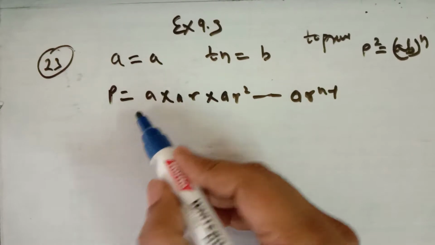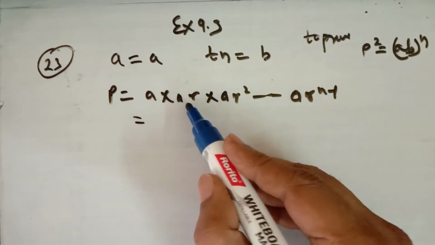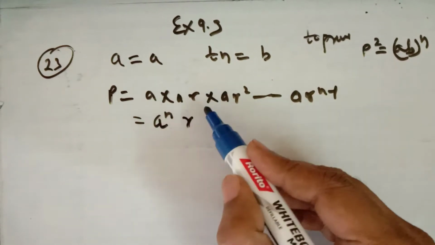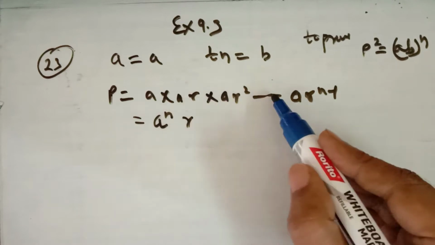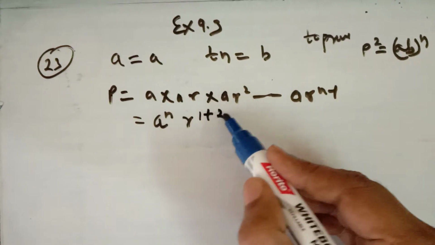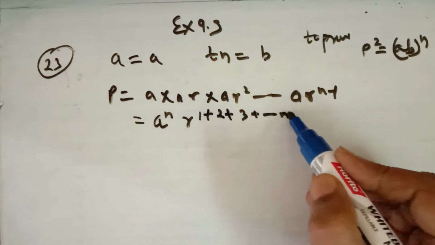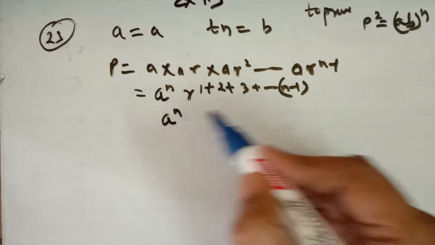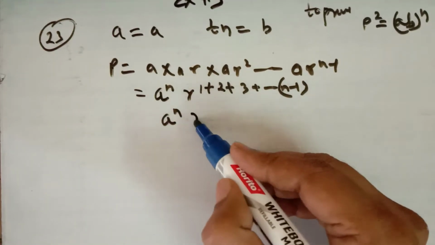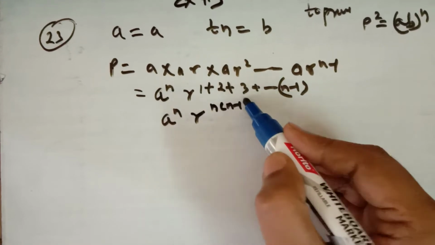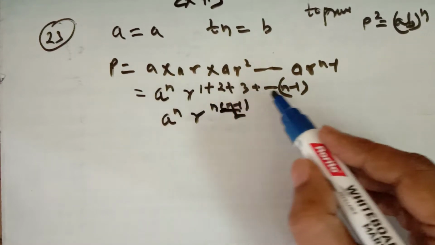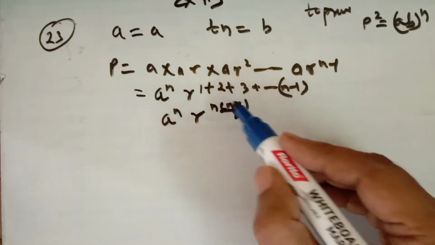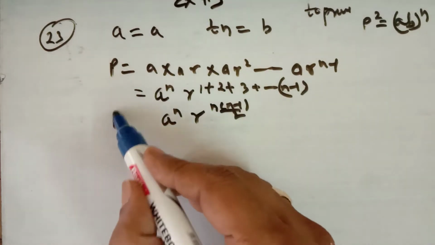So what is the value of P when these are multiplied? A into A into A up to n times will be A raised to power n, and R raised to power 1 plus 2 plus 3 up to n minus 1. When you add the n minus 1 natural numbers in the power of R, it will be n into n minus 1 upon 2. This is the sum of 1 plus 2 plus 3 up to n minus 1, or if you don't know this sum, you can use the AP to find the sum of n minus 1 terms. So this is the value of P.